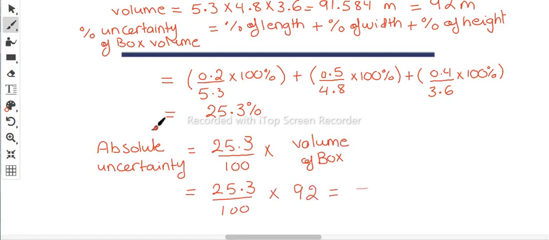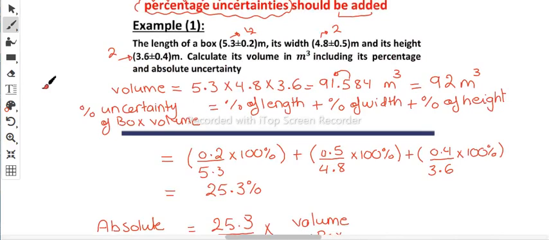Using your calculator, of course, you need to have the plus minus, and it is very important to include the plus minus when applying. If you didn't include it, and the question is asking you about the absolute uncertainty, you will not be able to take the answer, which is 23.3 meter cube. So let's go another time to the question and make sure that the steps are clear.